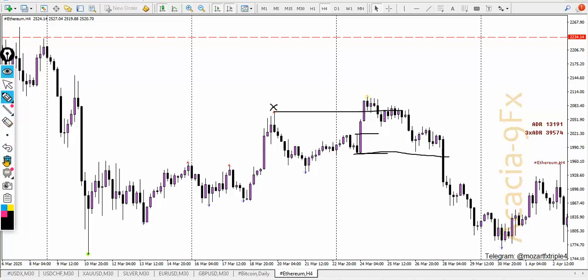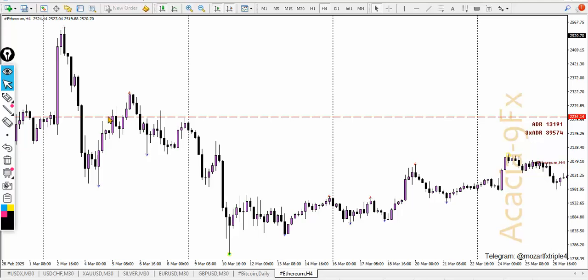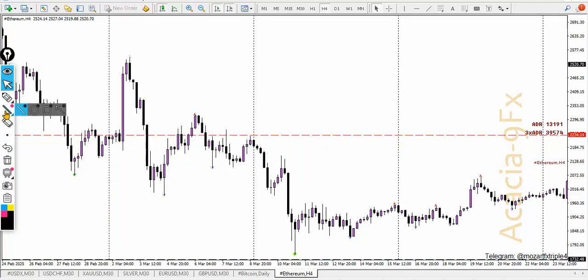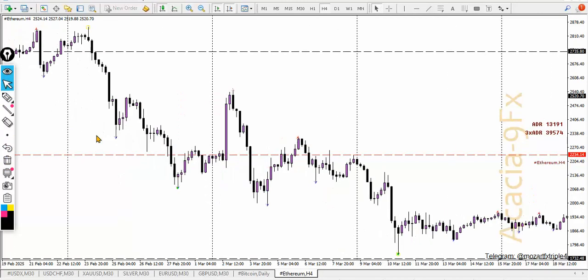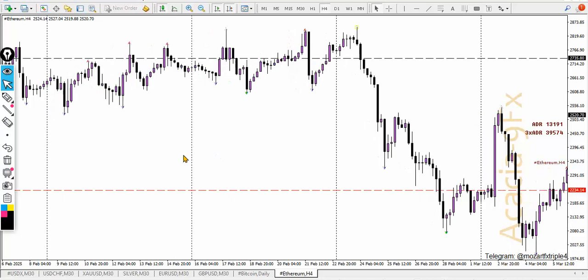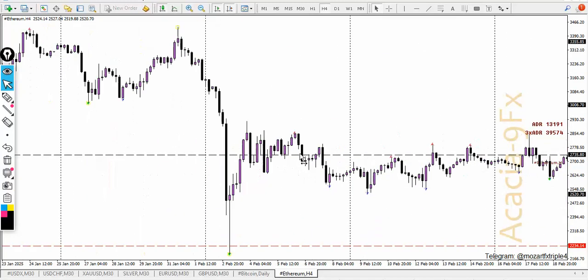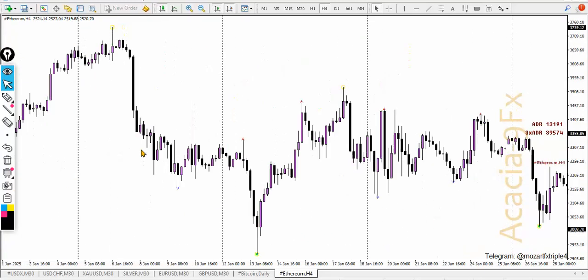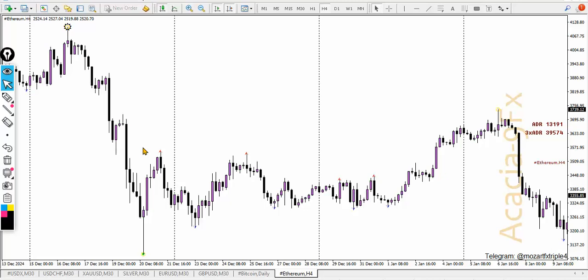Let's see another one, another example. You see this? This is a breaker. Okay, most times it determines the direction. So that's why I say it is very important to know it, to be able to identify it so much.